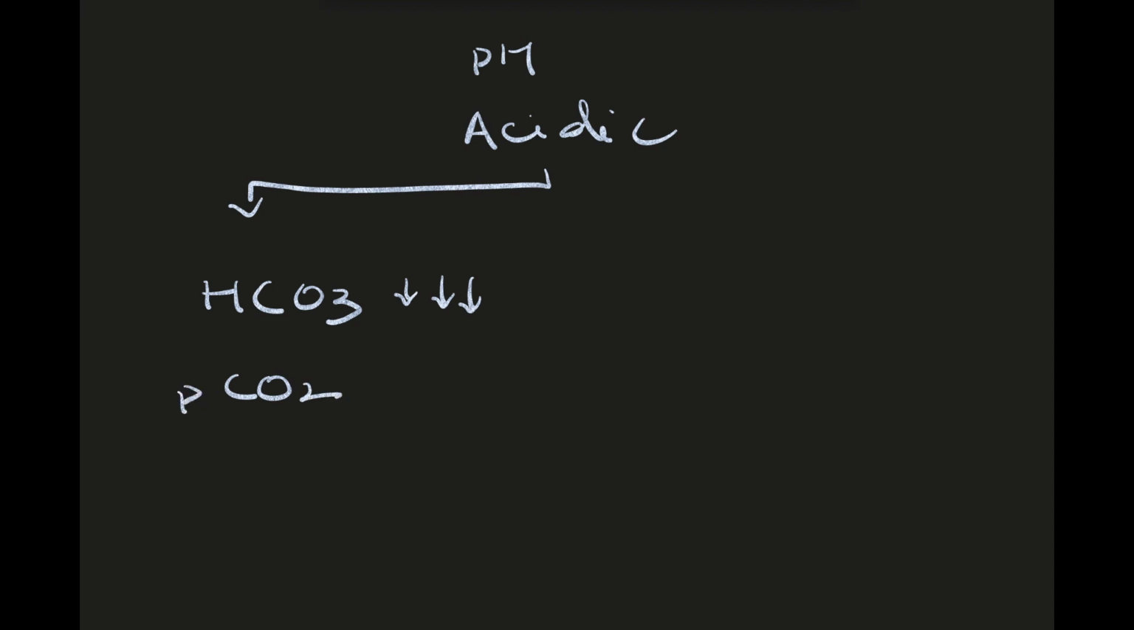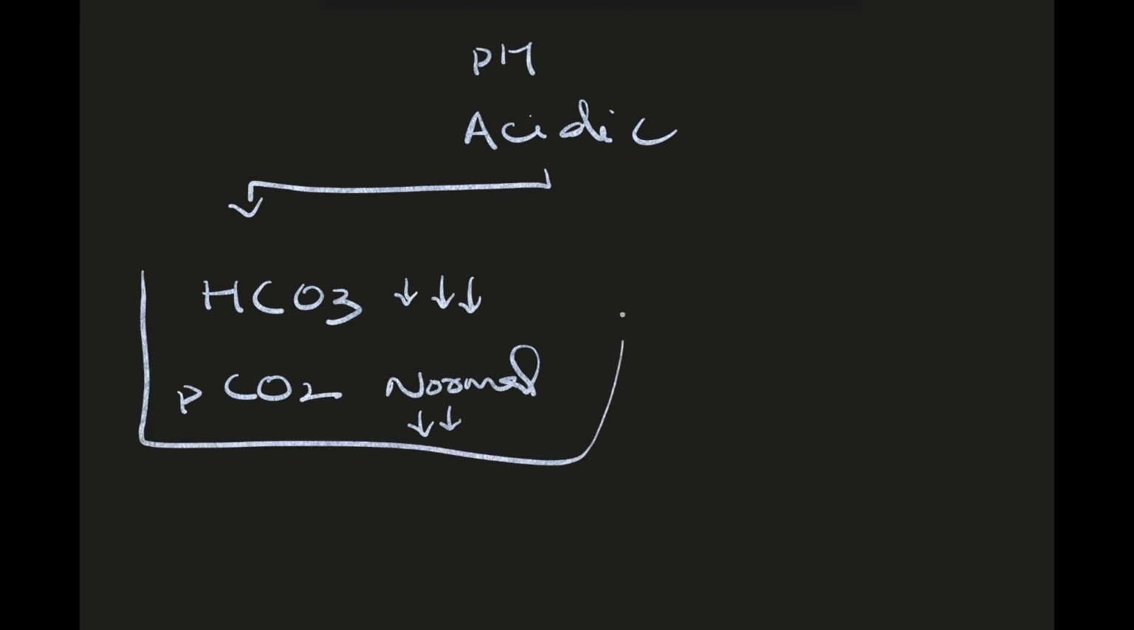This PCO2, depending upon whether the body has achieved a compensated state or it is still uncompensated, should be normal, or it should start getting low in the blood. You will label it as metabolic.